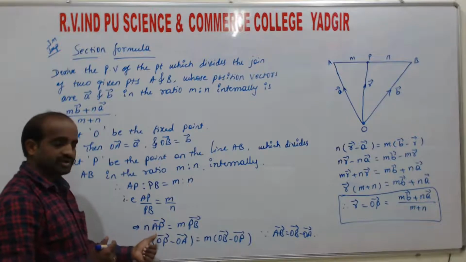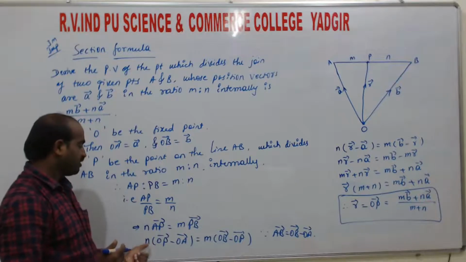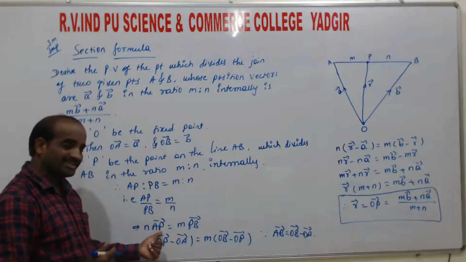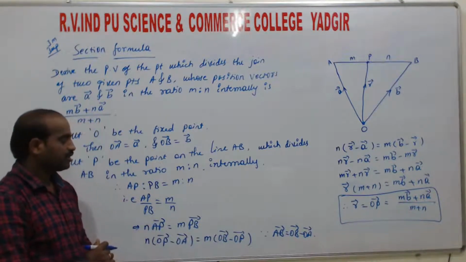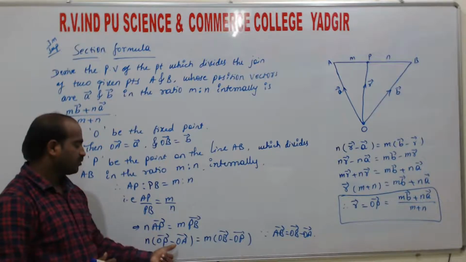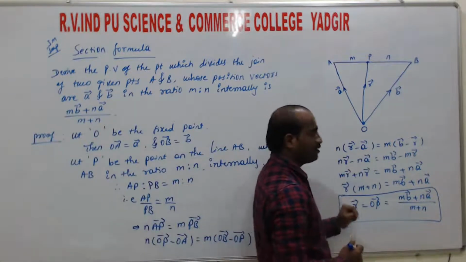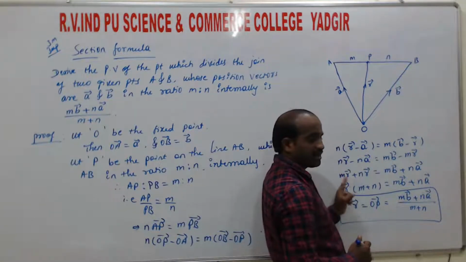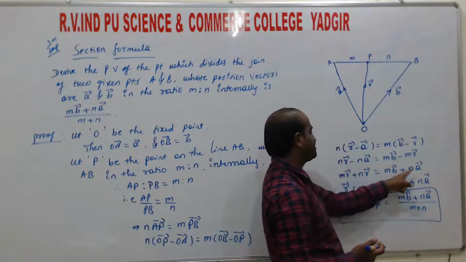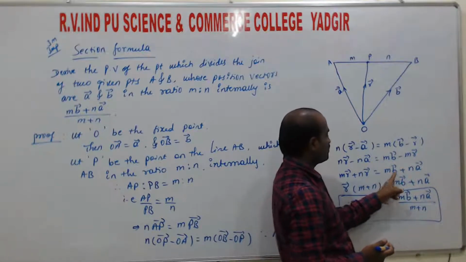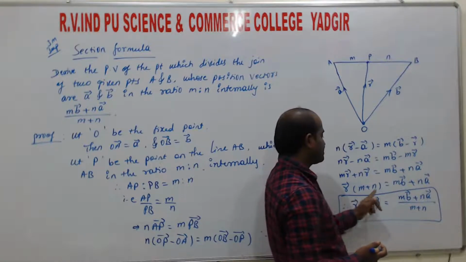Now we have to use the vector joining two points. AP vector is equal to what? OP minus OA. PB is OB minus OP. Now OP is R vector, OA is A vector, OB is B vector. M is multiplied, N is multiplied both. Separate: MR this side plus MR, NR as it is, minus NA that side plus NA, MB as it is. MB plus NA, R is common, M plus N, R as it is, M plus N goes to the denominator.